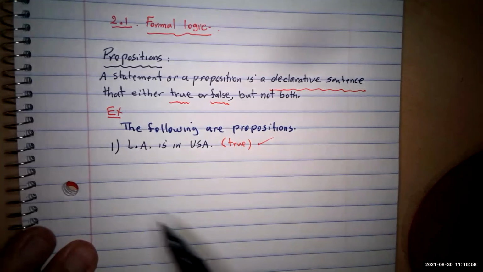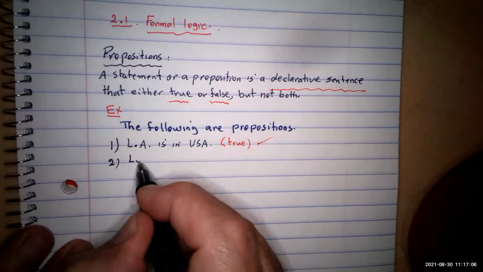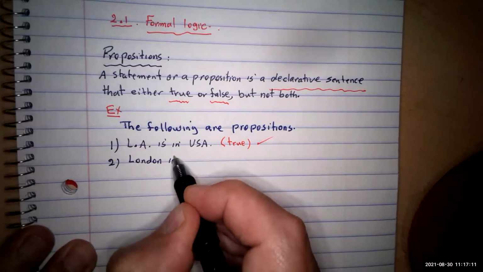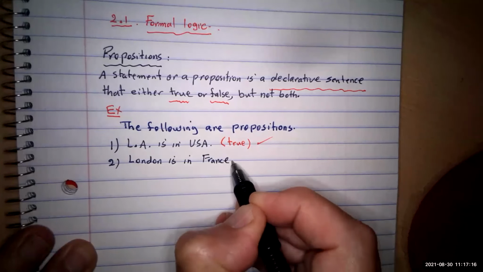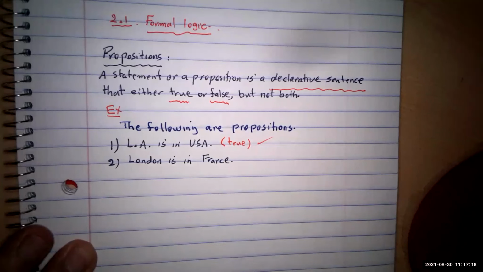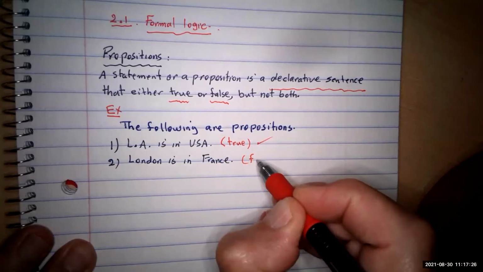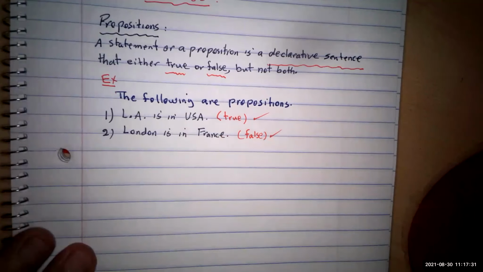Another one, the second one, is something like London is in France. It is a sentence containing news, but that news, of course, is false. Since this statement can be considered a false statement, this is also a proposition. Any question?